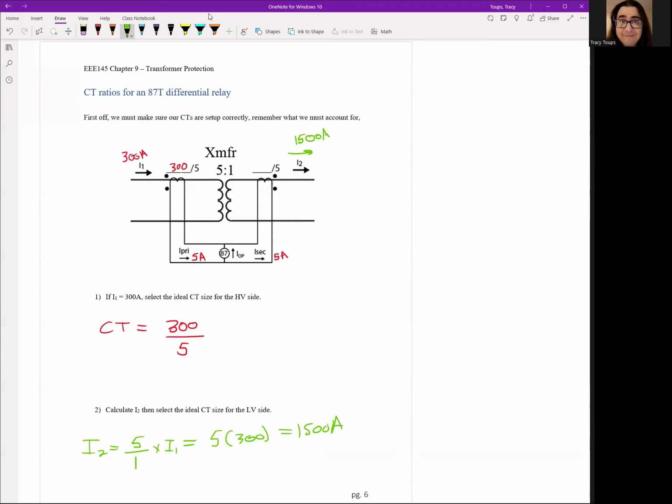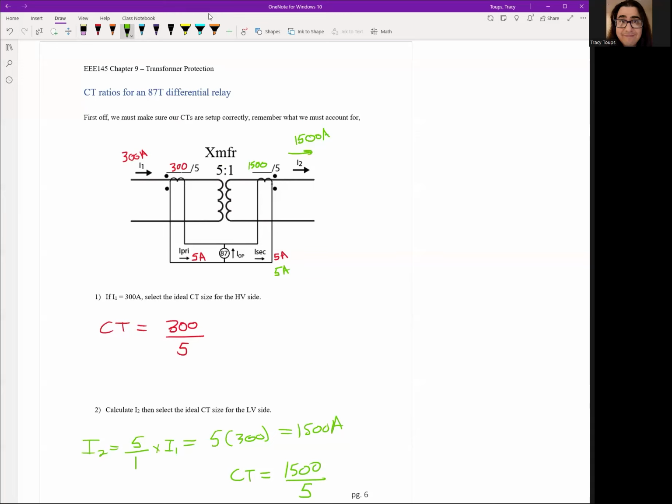And we want 5 amps secondary, right? So let's make sure this happens. Well, it's easy as 1500 amps to 5 amps is a 1500 to 5 CT ratio. Okay, so we could just go down here and say, let's make sure our CT is a 1500 to 5 CT. So you can see, normally when we do differential, we want to make sure the CTs are at exactly the same ratio, so the current in equals current out.